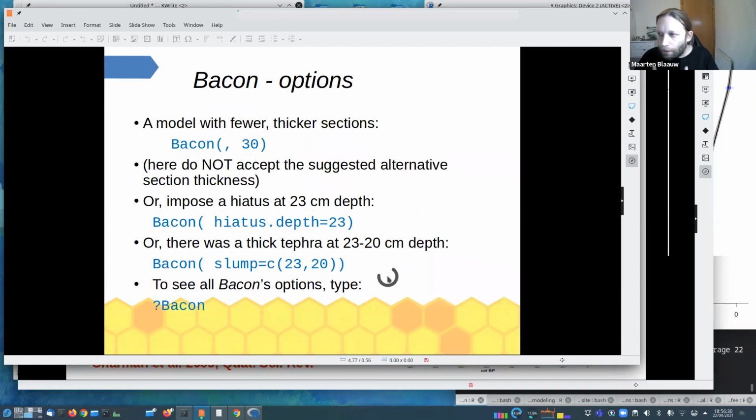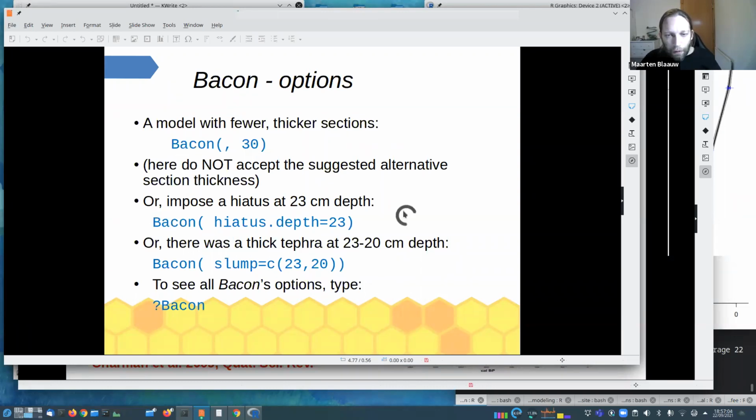If you want to run Bayesian with fewer sections, that's the second option. Instead of 5 centimeter sections, you can say there should be thicker, 30 centimeter ones. Bayesian will complain. It will say, no, don't do that, because it's a bad idea: there will be too few parameters and the model will become very elbowy. But you say, no, we do that anyway. So then you can run a model with much thicker sections. Not a good idea, but you can do that.